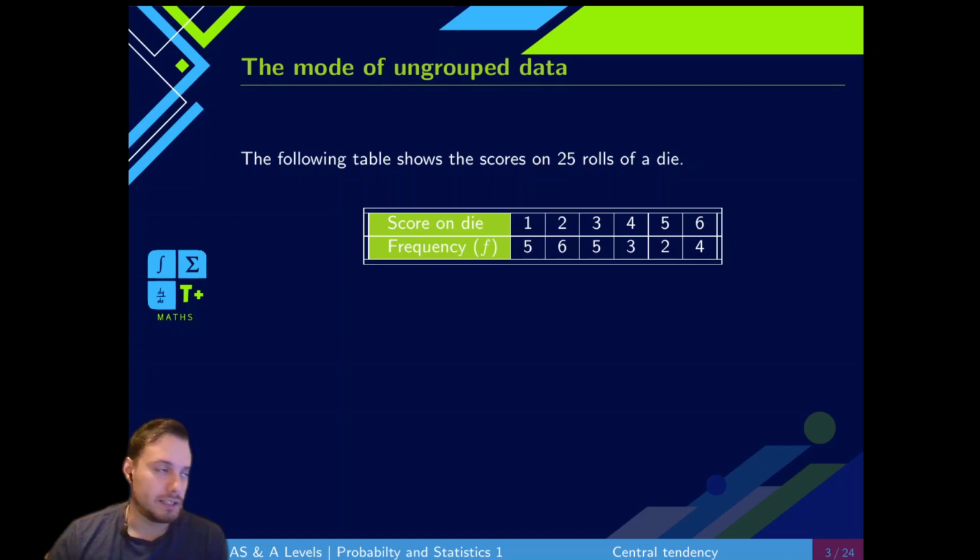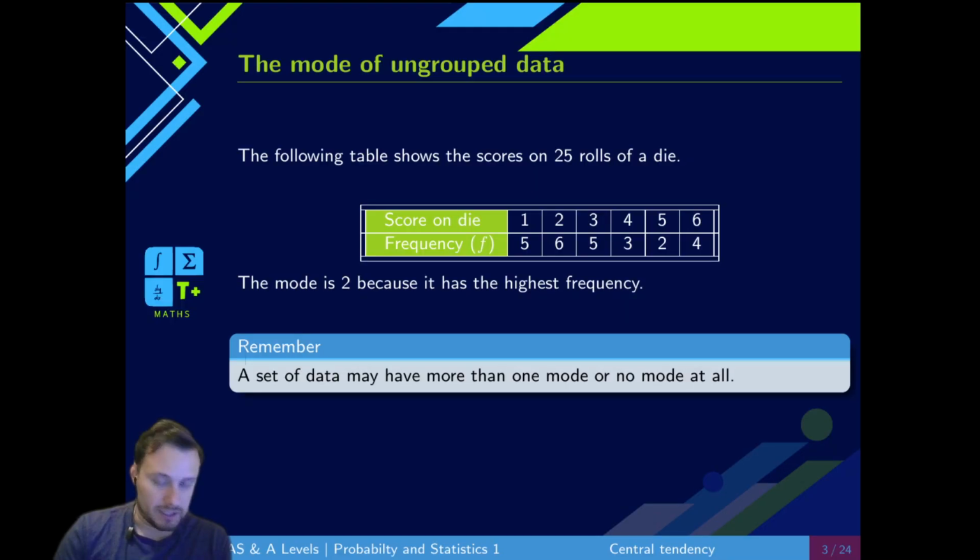So in this case, we're given just a small example for us to deal with. Imagine we're rolling a die 25 times, and we are looking for all the times that each value shows. In this case, there were 5 ones, 6 twos, 5 threes, 3 fours, 2 fives, and 4 sixes. It is quite straightforward to see that the mode is 2 because it has the highest frequency.